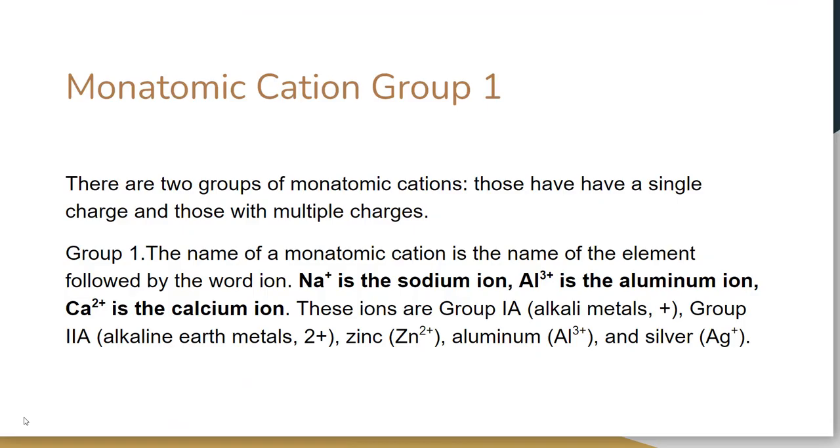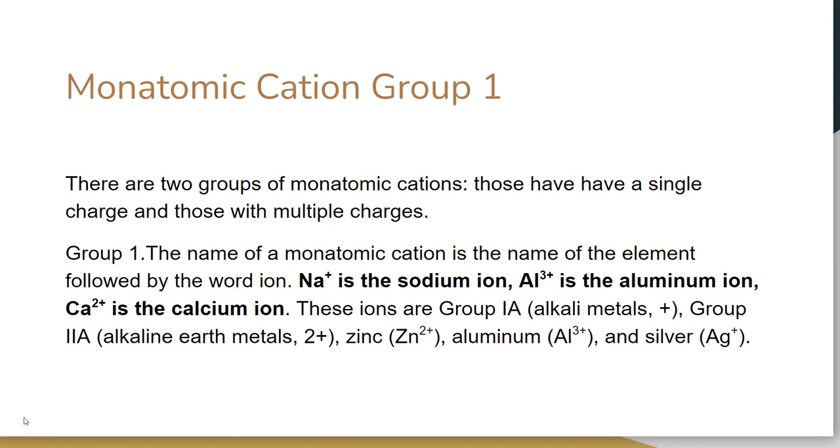The first group we're going to look at are the monatomic cations, and they fall into two groups. These two groups are those that have a single charge and those with multiple charges. The first group, you would name them by just saying the element and then the word ion, such as the sodium ion, the aluminum ion, and the calcium ion.